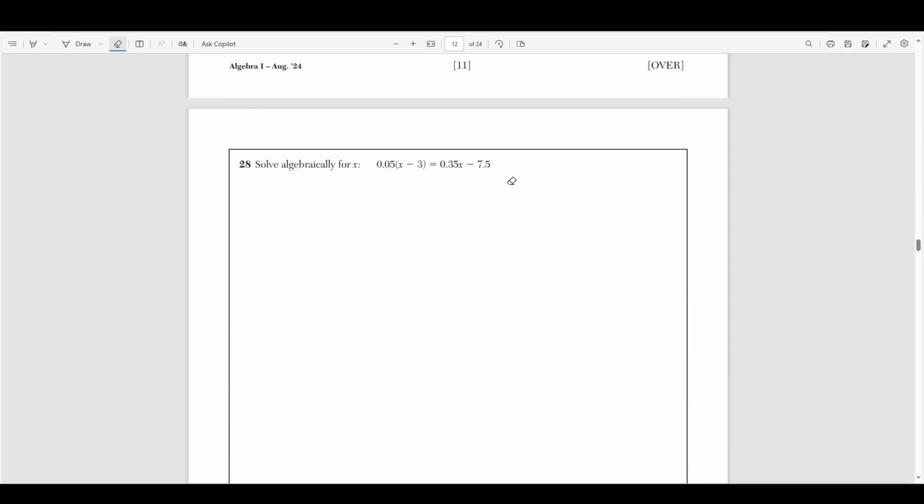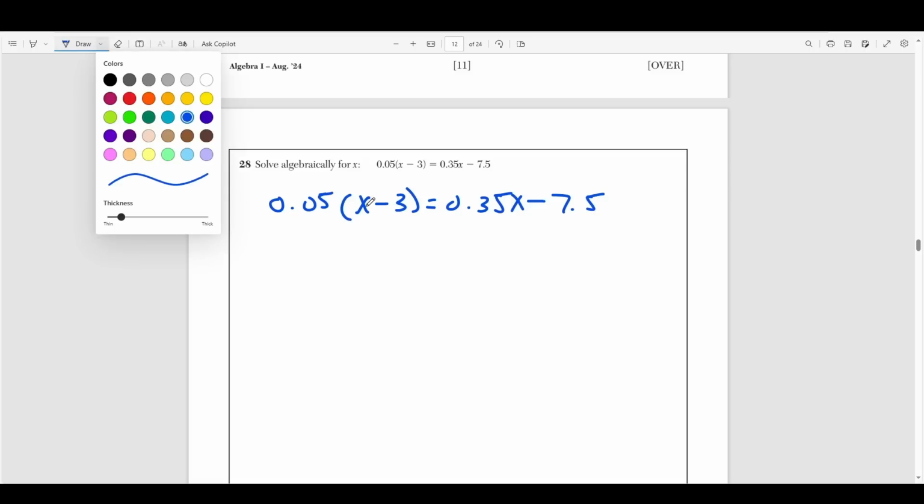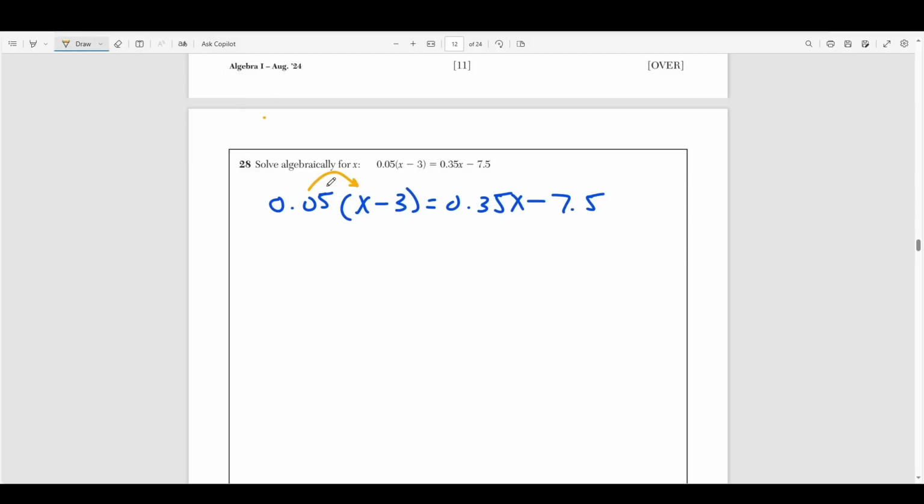Moving on to number 28, it asks us to solve algebraically for x. I just like rewriting it before I do the algebra. So we have 0.05 times (x - 3) is equal to 0.35x - 7.5. My first step would be to evaluate whatever's in the parentheses, but I can't evaluate x - 3. I can't subtract from a variable, right? So my next step would be to break this out of the parentheses by distributing this 0.05. What I mean by distribute is multiply everything on the inside by what's on the outside.